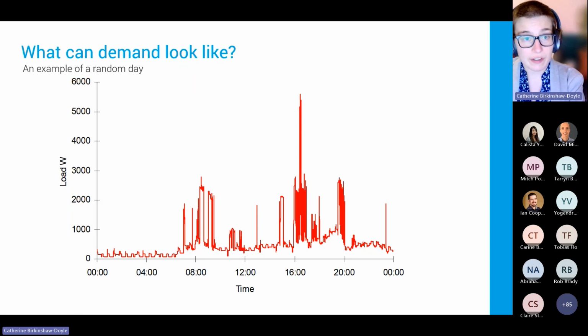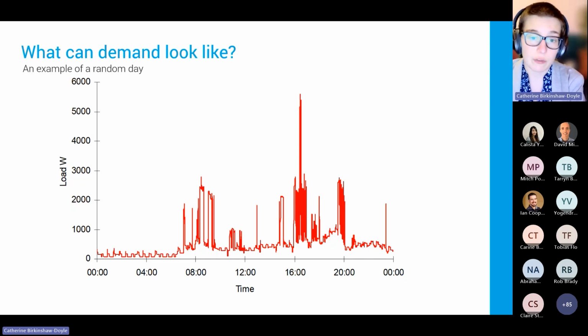So to start with, let's take a look at what demand looks like. If you hook up a measurement of power to any random house on any random day, it might look something a little bit like this. And you can see immediately that this is really unpredictable, it's really random, and you really don't want to be basing your models of the network around something so hard to work with.